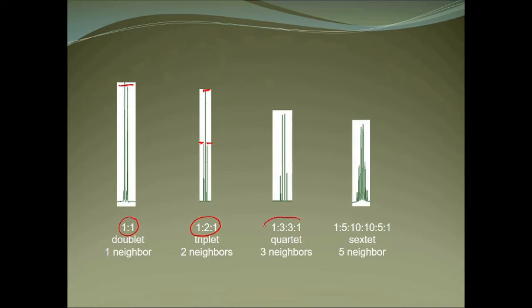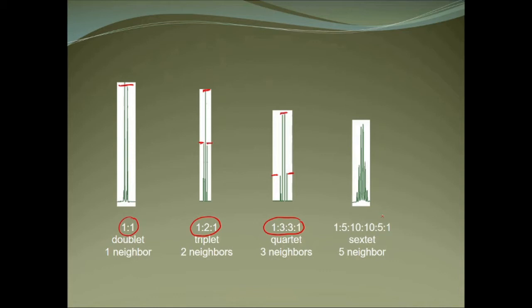Same thing with the quartet. We now have 4 peaks. Again, it is symmetrical. These 2 outer peaks are roughly the same intensity. 2 inner peaks are roughly the same intensity. And the outer peaks are 1/3 the size of the 2 central peaks. Those 2 center peaks are 3 times the size.